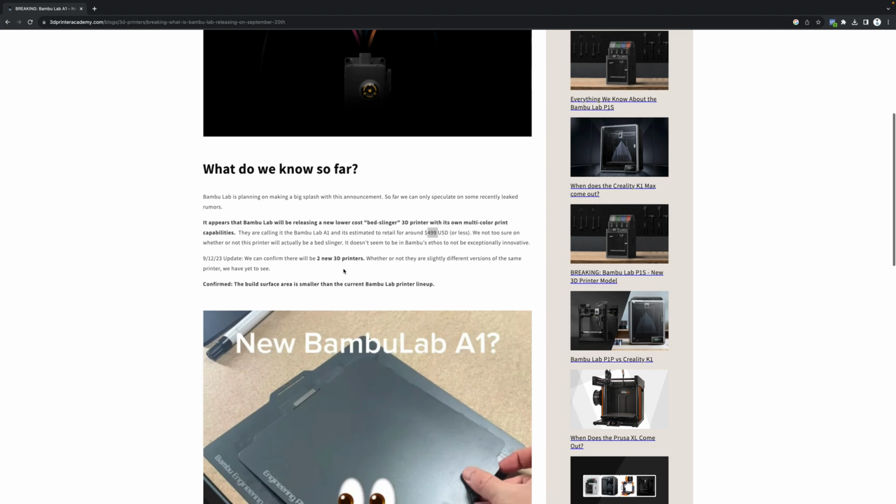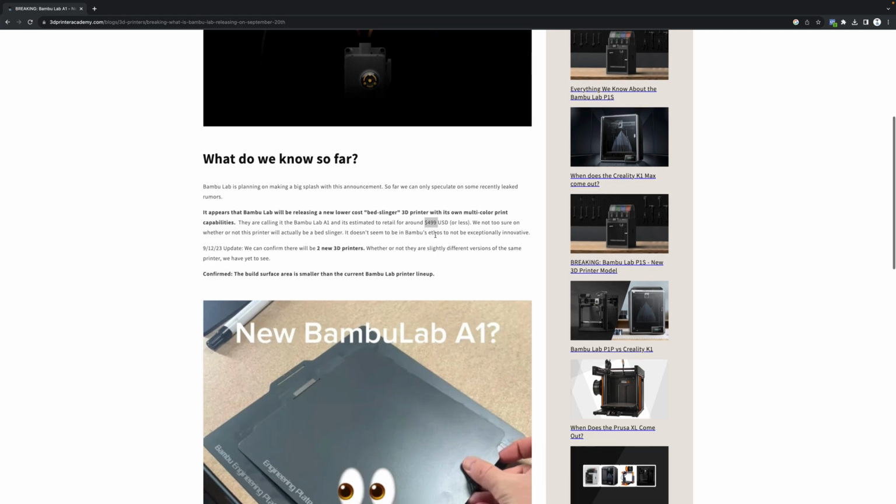They are most likely coming up with, or it is confirmed actually, that they will be coming out with two new 3D printers. And whether or not they are slightly different versions of the same printer, we have yet to see. That's why I think there might be a $499 3D printer, as well as maybe even a cheaper 3D printer, to really break into the lower price point market.